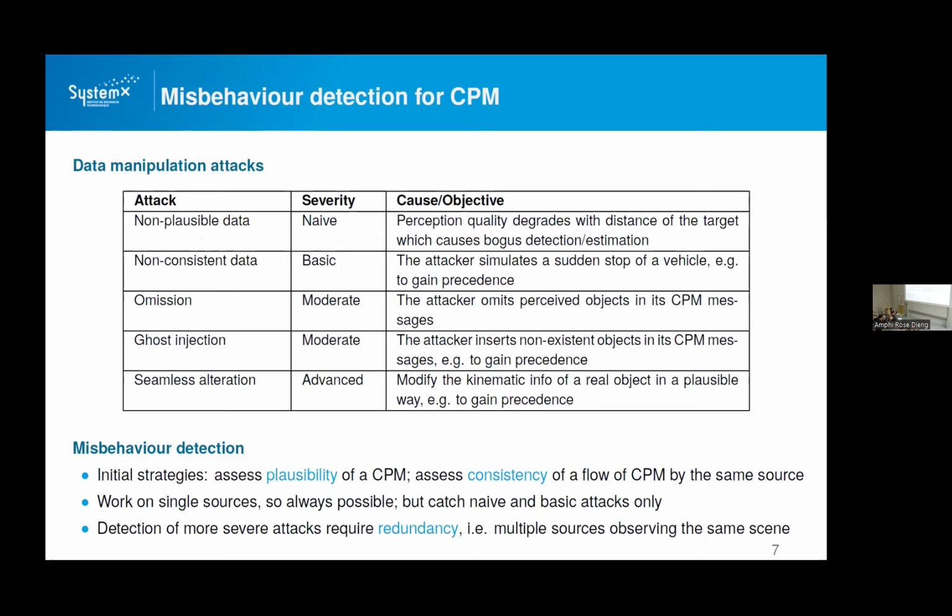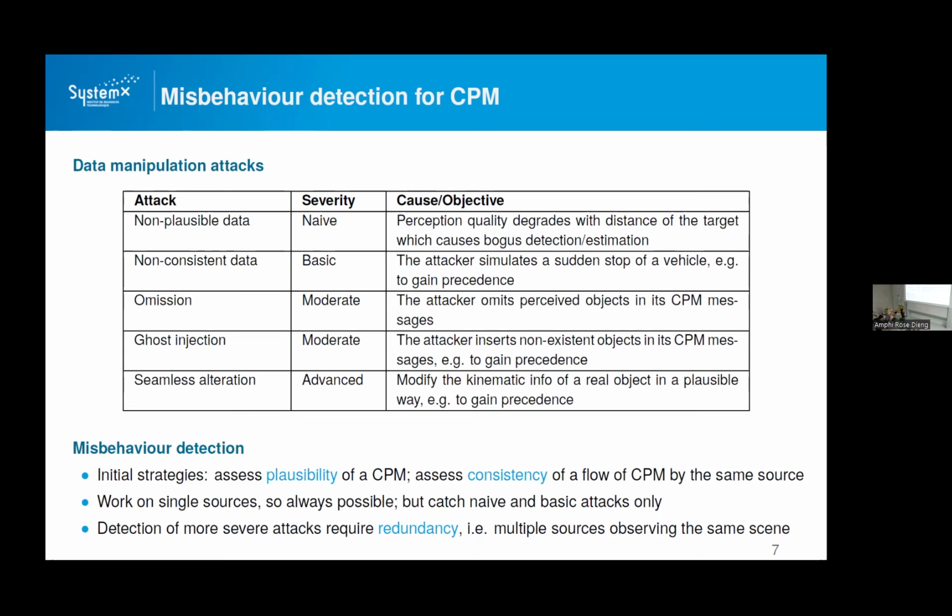So you have the first two classes classified as naive and basic attacks. The first one, I'm going to send data which is non-plausible. So I'm going to say there is a medical here where I know a building should be. The second one, I'm going to send data in time which is not consistent. So I give you the position of A, and the next time step, I give you the position of A completely elsewhere. So these two classes of attacks are easy to spot because it's enough for me to look at a single message or at the series of messages from the same source.